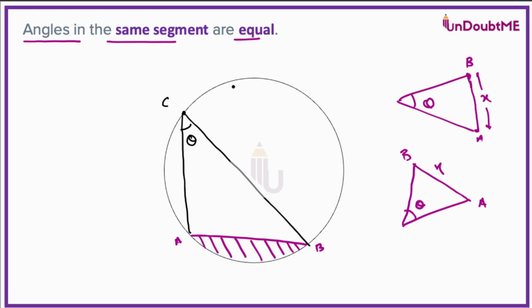So from AB I can create as many different triangles as I want, and since all of them are opening up to AB only, they will be making angle theta. And this is what the theorem says: angles in the same segment are equal. There will be infinite such possibilities, and you just have to know this. If you know it, then doing this circle theorem is very easy.